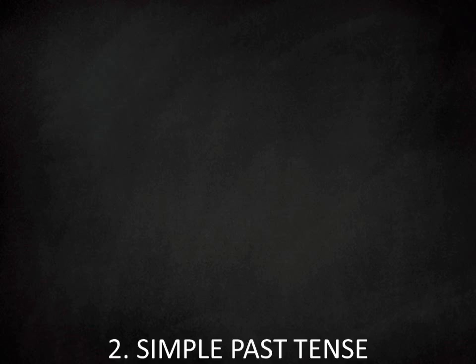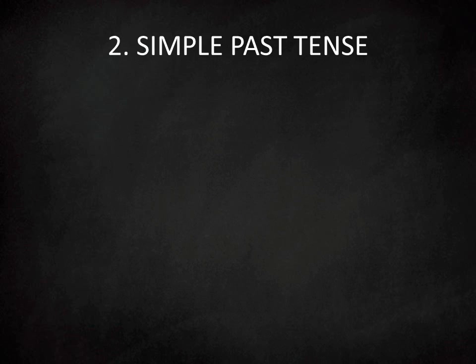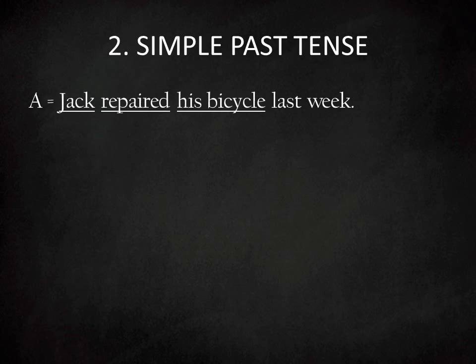The second one is simple past tense. Simple past tense is usually used for past actions. For example, Jack repaired his bicycle last week. In the sentence, Jack is the subject followed by verb 2 and the object is his bicycle. So, Jack will become the object and his bicycle will become the subject.